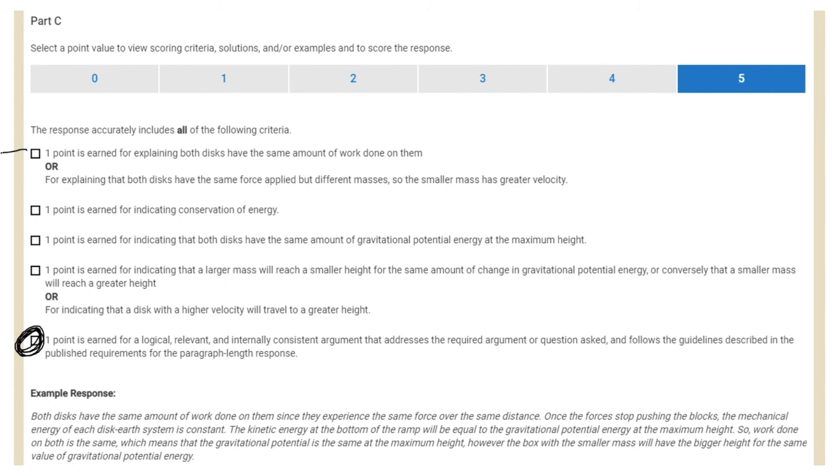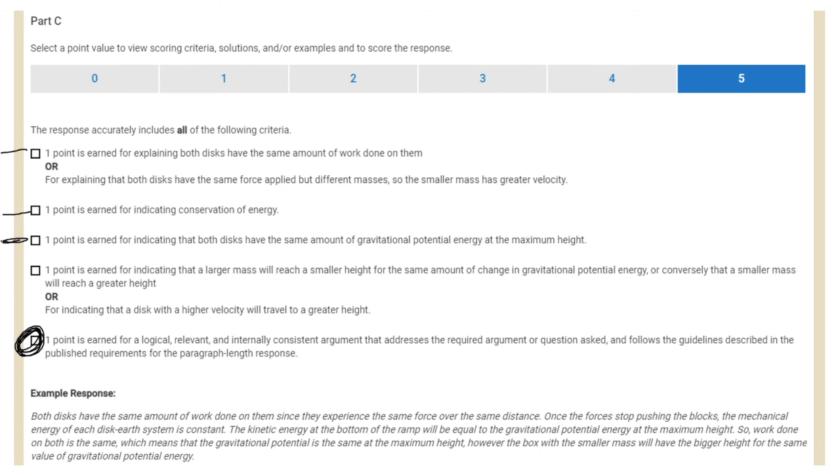They're setting you up by talking about force and displacement. You get 1 point for talking about conservation of energy. That's a home run on this one. It's a ramp and a block, and they're asking you about the maximum height. If you're not talking about conservation of energy, you're nuts. 1 point for indicating both disks have the same amount of gravitational potential energy at the maximum height.